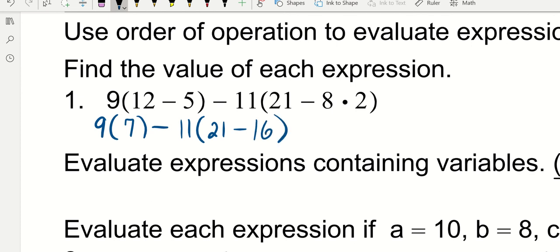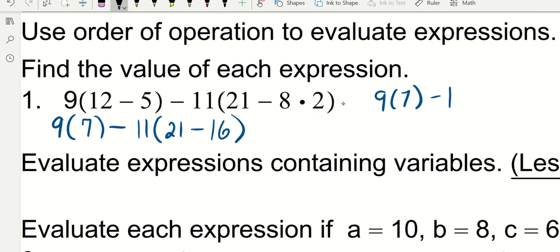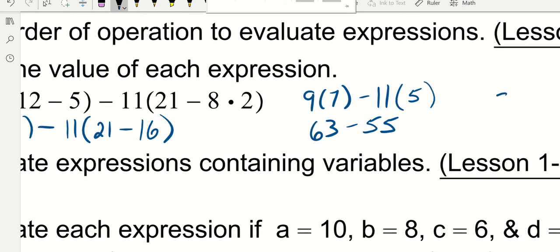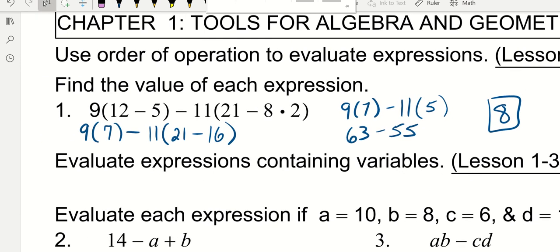Okay. Let's stay inside those parentheses on the right. 9 multiplied by 7. If you wanted to go ahead and multiply 9 times 7 at this step, you could. Minus 11 multiplied by 21 minus 16 is going to give us 5. Okay. All right. Let's see here. 9 multiplied by 7, that's going to be 63. Minus 11 multiplied by 5, that gives us 55. 63 minus 55 is going to give us a difference of 8. There we go. Number 8 on the first problem.